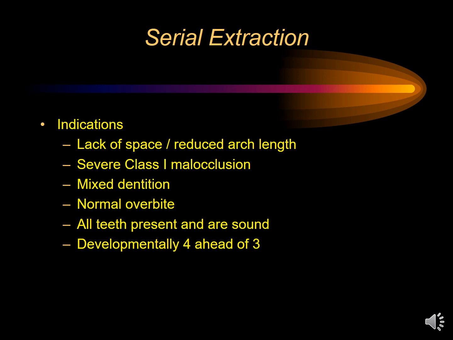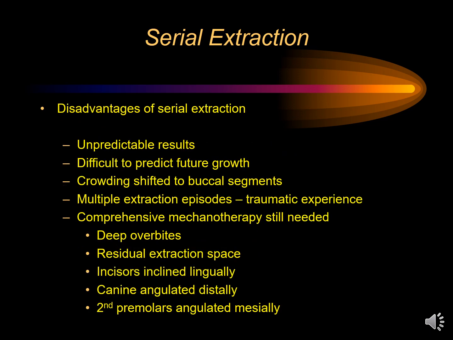Now, the indications for serial extractions are lack of space or reduced arch length, a severe class 1 malocclusion, the patient is in the mixed dentition with a normal overbite, all the teeth are present and sound, and very importantly, the first premolar should be developmentally ahead of the canine.